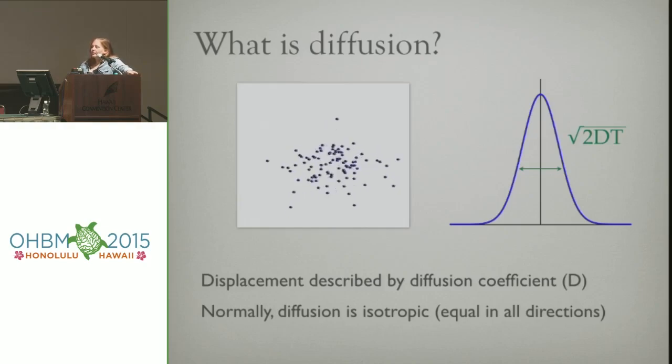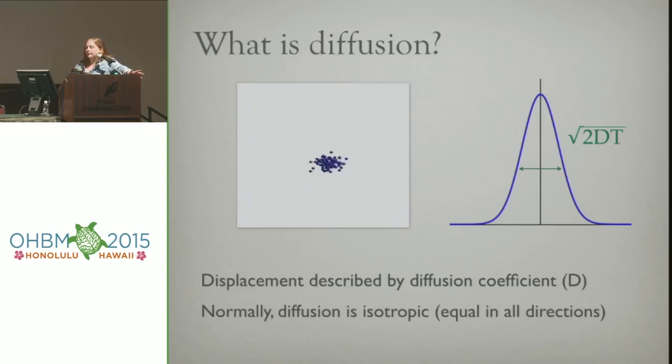And so this process then is described, it turns out, by a Gaussian over time. So if you look over time, you see that the displacement is described by a Gaussian distribution, or a normal distribution, with standard deviation given here. And so there's two components to this. One is time, because of course over time these water molecules are moving out. And then the second is this diffusion coefficient D. And so the game that we're going to play in diffusion imaging is we're going to try to estimate this diffusion coefficient D.